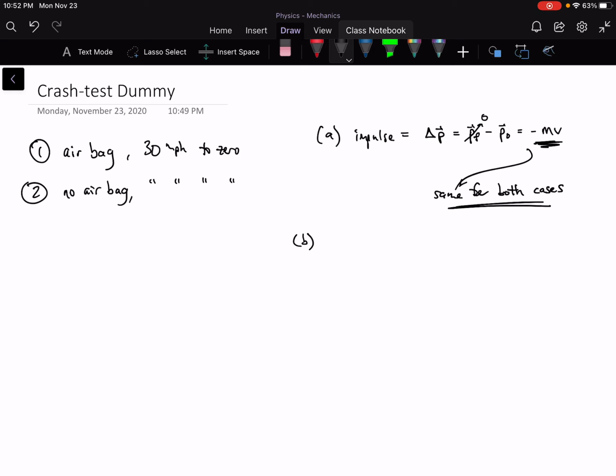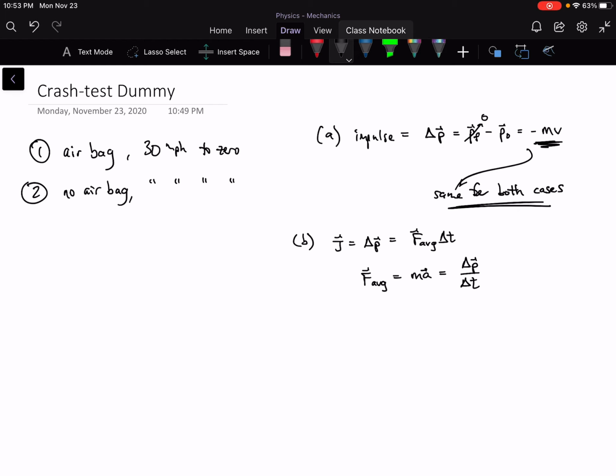For B, say that the airbag doubles the time it takes for the dummy to come to rest during any crash. How fast would the car have to be going before a crash with the airbag so that the dummy would experience the same acceleration as it does in test 2? Okay, so this one you have to put on your thinking cap just a little bit for, and look at the definition of impulse, which relates to the average net force acting on an object. Okay, that's going to be related to the acceleration, right, from Newton's second law. So really what we're looking for is force average, which is going to be proportional to the acceleration, and that's going to be equal to change in momentum over change in time.